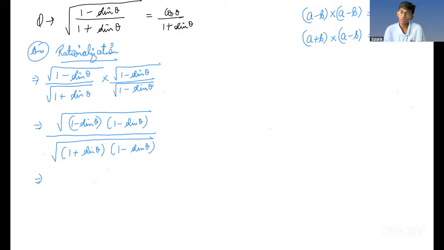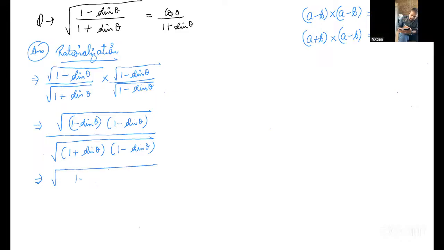A square minus b square. A plus b into a minus b will become a square minus b square. Did you understand? Yes or no? Okay. So can I write it like this: 1 minus sine theta whole square upon 1 square minus sine square theta.